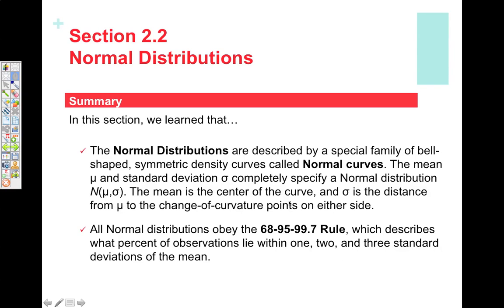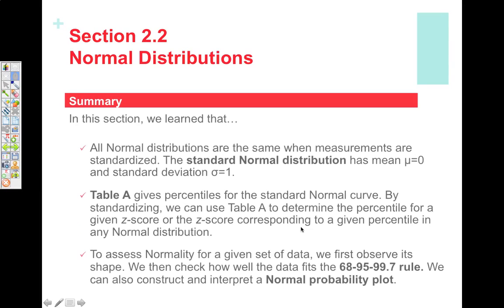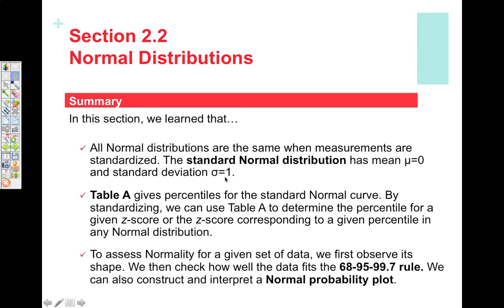So, here's a summary of section 2.2. We have our normal distribution. We have the empirical rule. Standardized normal distributions have a mean of 0, a standard deviation of 1. That's when we're getting z-scores. Remember, people, we can use table A to go from z-scores to finding percentages, and we can assess normality with what we just talked about.